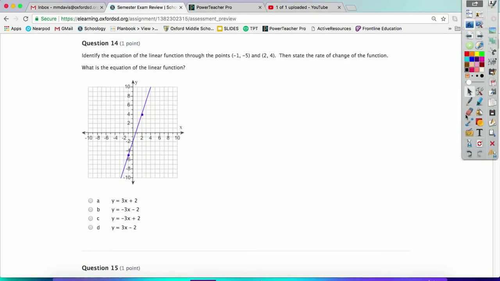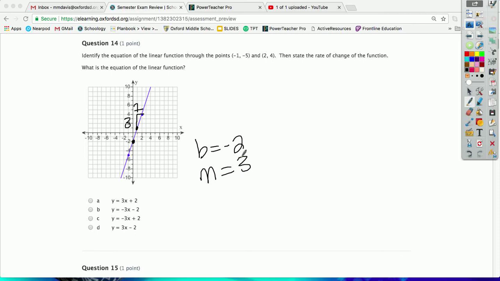Number 14, they're giving you 2 points and they said identify the equation of the function that goes through those 2 points. Well, if they hadn't given you a graph, you would have to find the slope and do another process. But since we have a graph, we can see from this graph that our y-intercept is negative 2, and our slope, if I just find 2 good points, it's going up 3 over 1, and it's a positive slope line. So 3x minus 2, yours is going to be different probably, but mine is D.